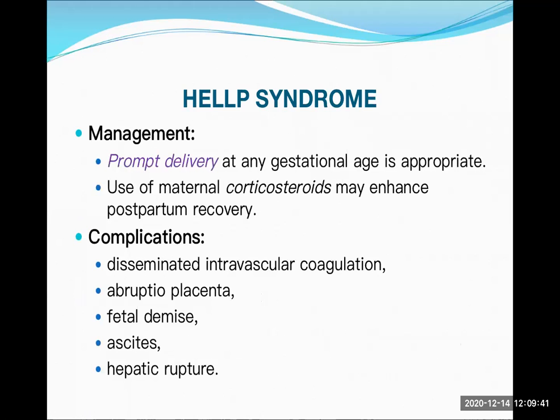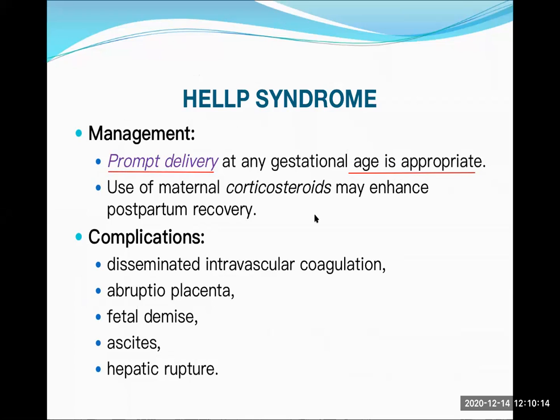So let's talk about how to manage the case. Prompt delivery at any gestational age is appropriate because this is a serious condition. We don't do conservative management in this type of situation. So prompt delivery at any gestational age is important. And if your teacher asks how to do prompt delivery, you just say induction of labor. That's it. Vaginal delivery is considered safer here rather than cesarean section.